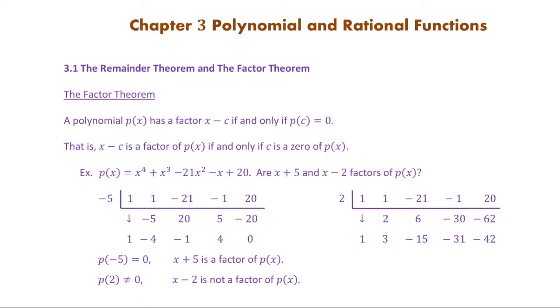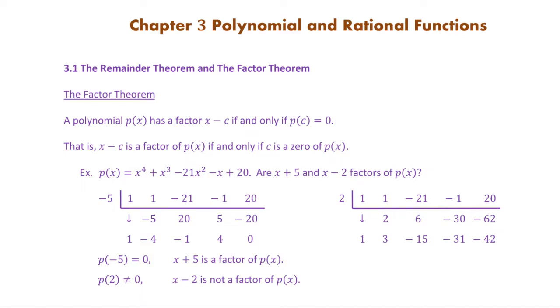Put it down negative 21. And then you add negative 21 with 6, you get negative 15. Multiply negative 15 by 2, you get negative 30. Put that down to negative 1. Add negative 1 with negative 30, you get negative 31. And then you multiply negative 31 with 2, you get negative 62. So put it under 20, you add 20 with negative 62, you get negative 42.